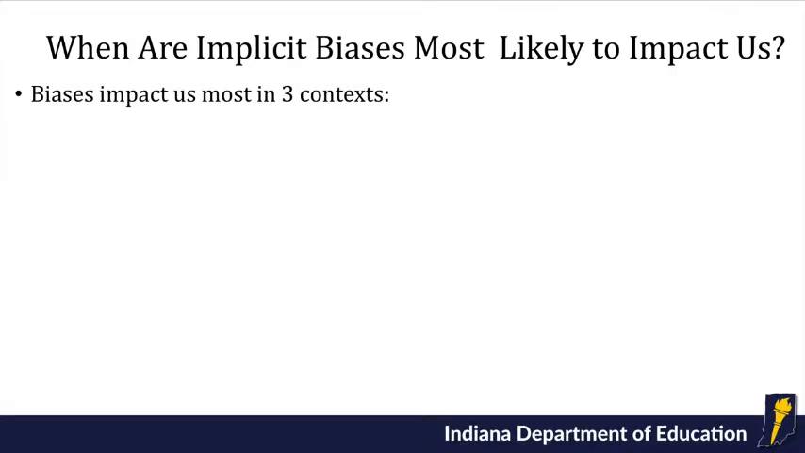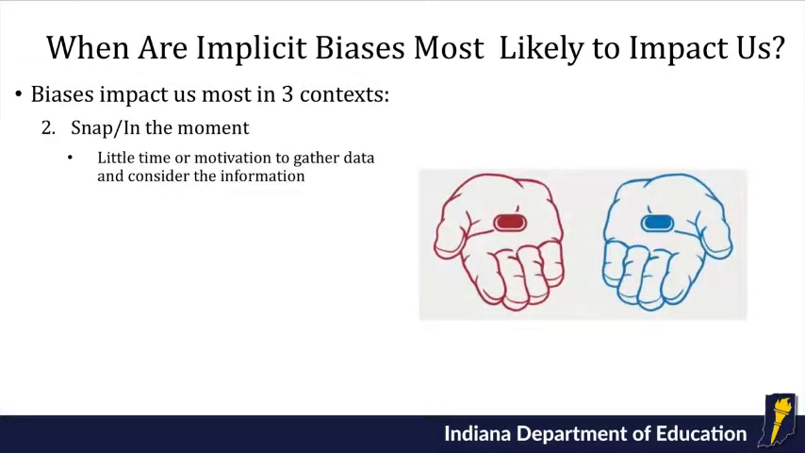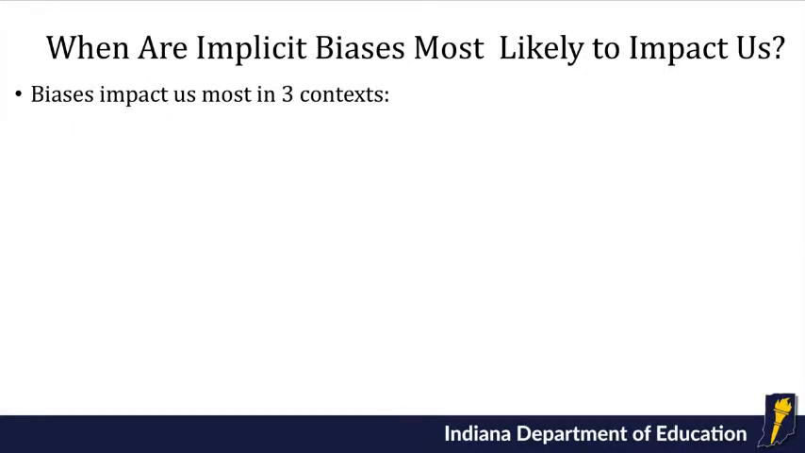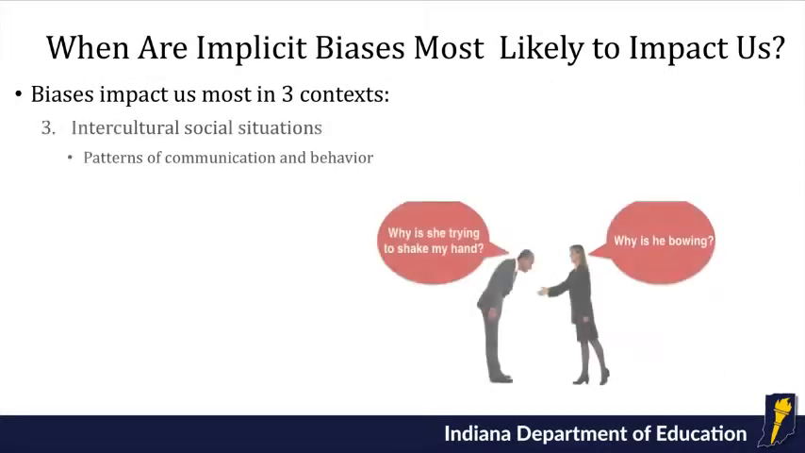Another context that increases the likelihood that biases will be activated are those situations where we have to make a snap, in-the-moment decision. These are situations where we don't have a lot of time to gather information or even intentionally consider all of the evidence that we have. Finally, situations where we might experience culturally mediated differences related to patterns of communication and behavior represent the third context where our biases can be activated.